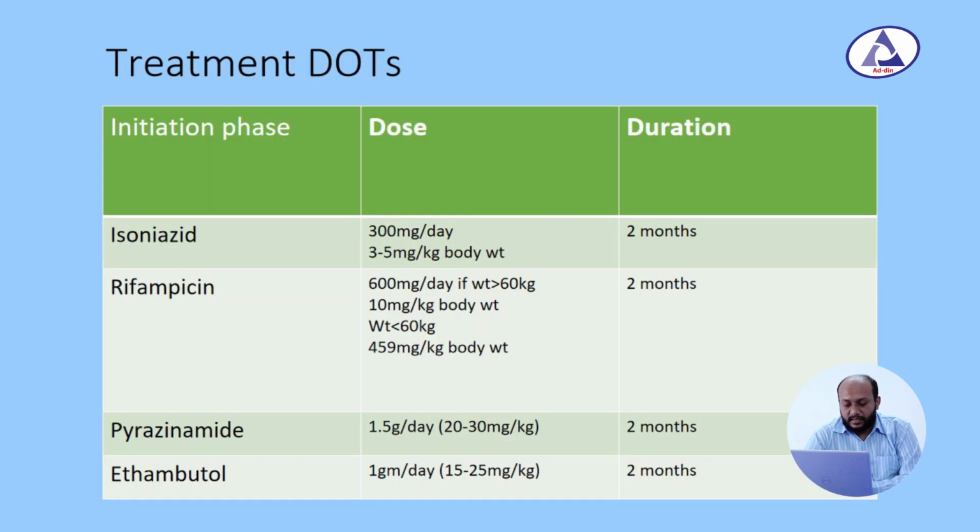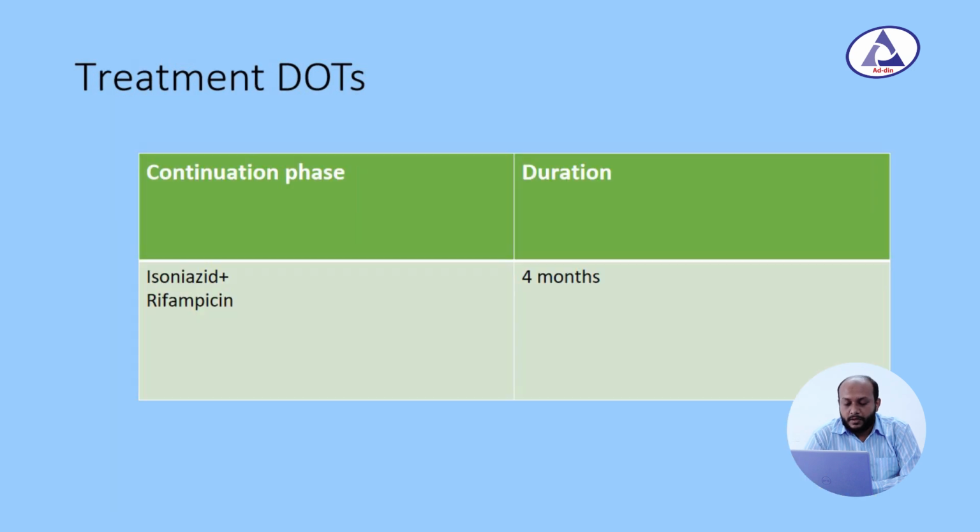Now, this diagram shows the overall treatment of DOTS. Initiation phase, dose and duration: isoniazid is 300 mg per day, 3 to 5 mg per kg body weight, duration 2 months. Rifampicin 600 mg per day, duration 2 months. Pyrazinamide 1.5 gram per day, duration 2 months. Ethambutol 1 gram per day, duration 2 months. Now the continuation phase duration is 4 months, and the drug combination is isoniazid and rifampicin.